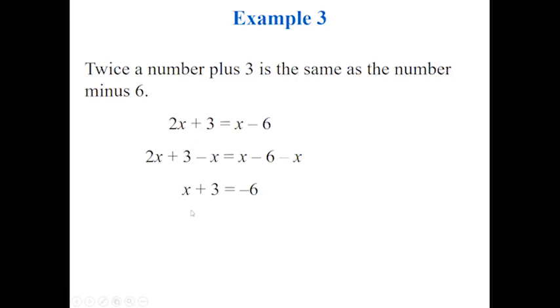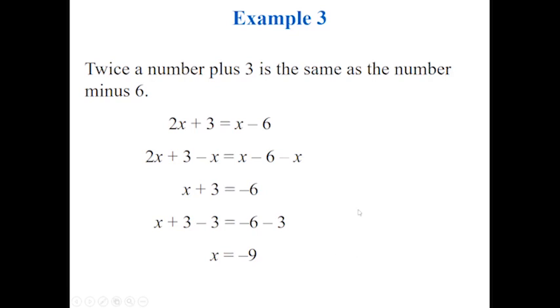We want to get the x by itself, so we want to get rid of adding 3. We do that by subtracting 3 from both sides. The 3 minus 3 cancels, leaving us with just x on the left. And then negative 6 minus 3 is negative 9. So when we have twice a number plus 3 is the same as the number minus 6, we have found the number to be negative 9.